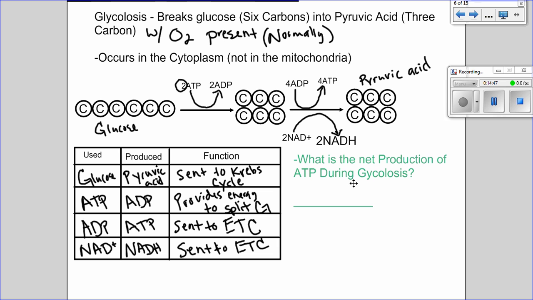So what is the net production of ATP during glycolysis? Well, you used 2, so -2, and you created 4. So the net production is 2.